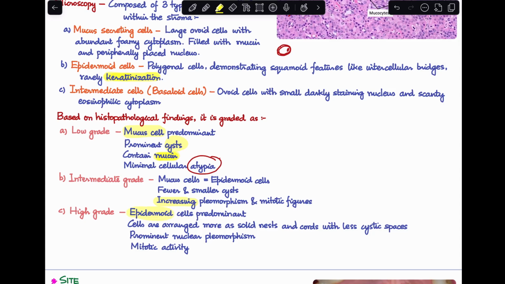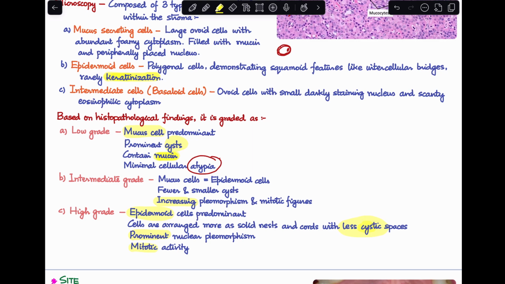And these cells are more arranged in the form of solid nests and cords with very few cystic spaces. So we can see in low grade we had more cystic spaces and mucin, but in high grade we have less of that. And here the nuclear pleomorphism increases and there's also increased mitotic activity. So this is how we grade these tumors into low, intermediate, and high grade based on histopathological findings.